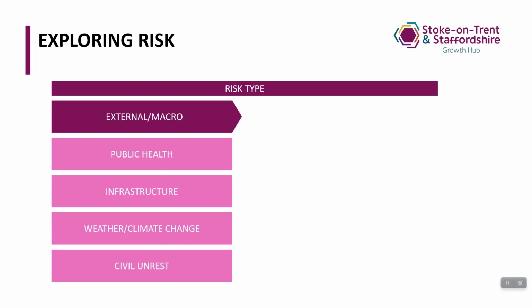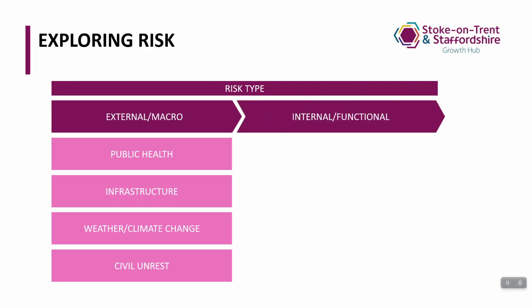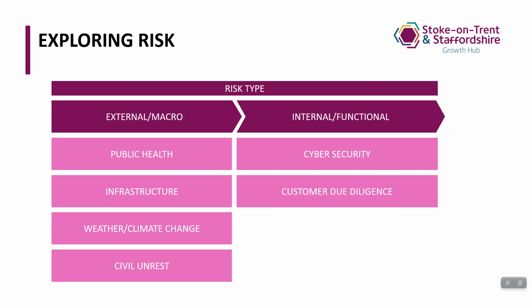And then things like civil unrest. So what would happen if there is a civil unrest situation in a global or local or national scenario? From an internal function perspective, cybersecurity, so that's a massive one. Like I said, as a business community, we're very much reliant on IT. So our IT systems and businesses are particularly sensitive to cyber attacks and these kinds of risks.